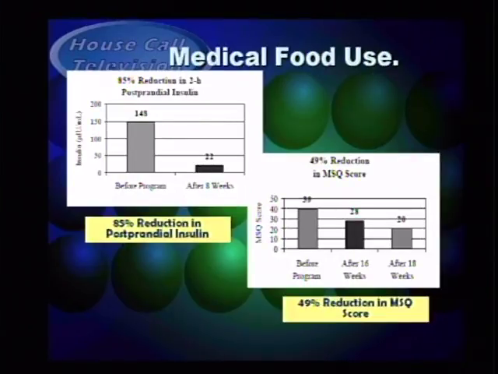Then if we look also at medical food use, they find, and if you can read that on your screen, that there's an 85% reduction in postprandial insulin that took place after 8 weeks, and a 49% reduction in medical symptom questionnaire scores for this. And that was after 16 weeks, it lowered, and after 18 weeks, that's where the two other measurements were taken.